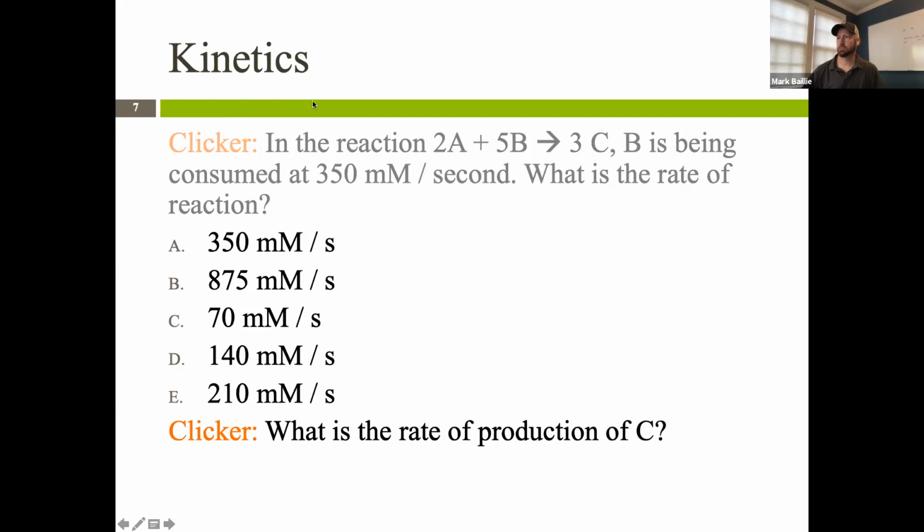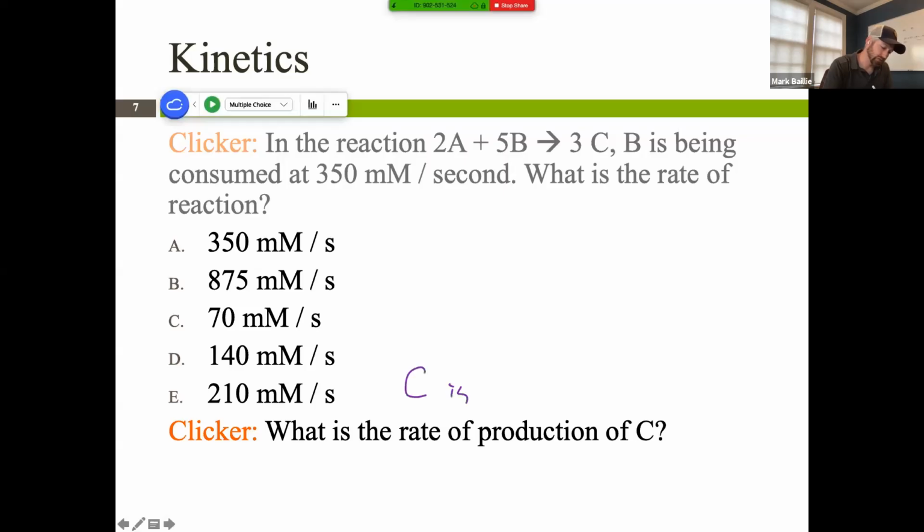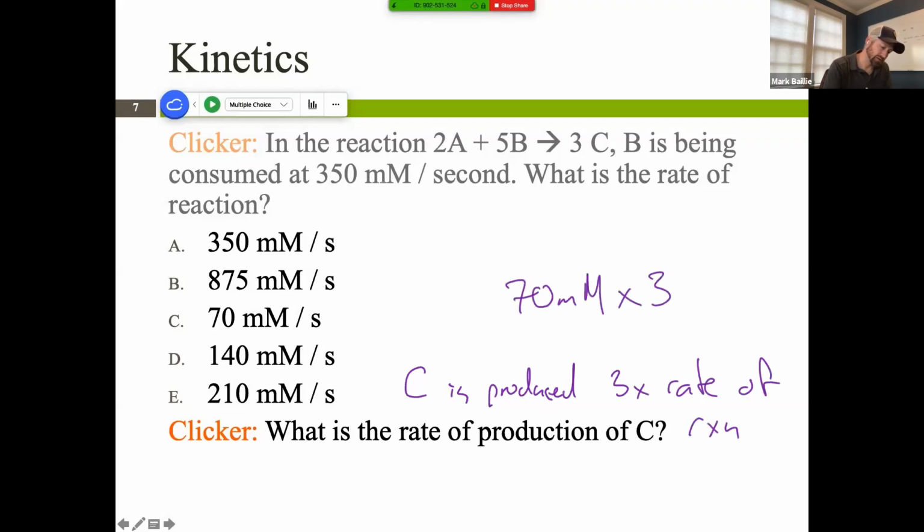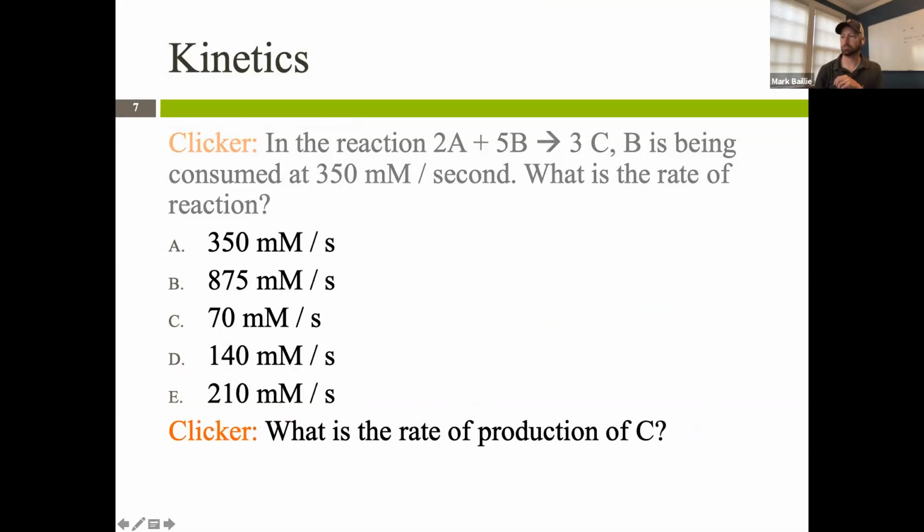All right, fantastic. Almost everyone answered E. And the way I like to think about that is C is produced 3 times rate of reaction. So that's 70 millimolar times 3 is 210 millimolar per second. So really what we're talking about is anytime you're trying to compare how fast something's being used up to how fast something's being produced or used up, we always think about what's the rate of reaction. And then once we find that, we can multiply that out. All right.